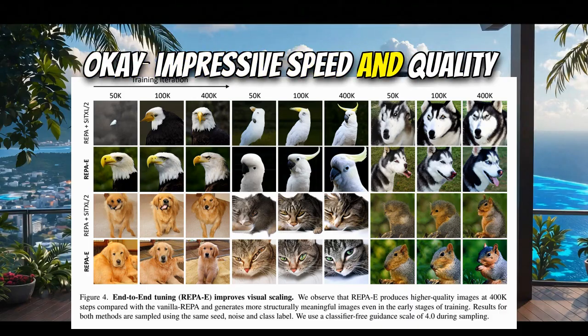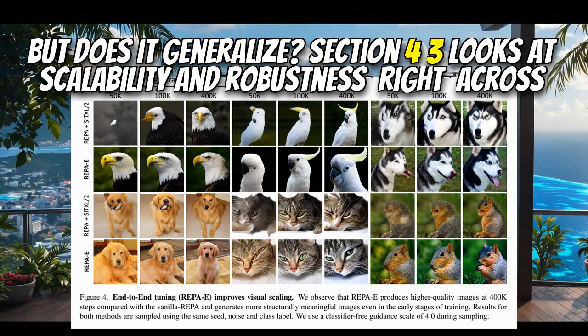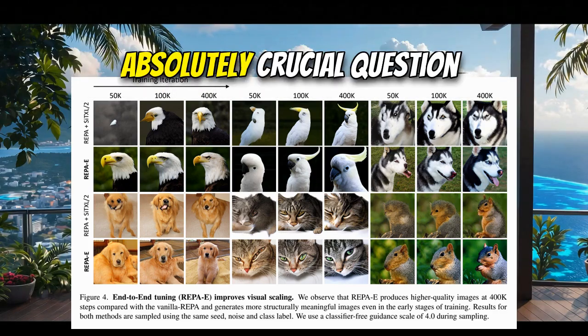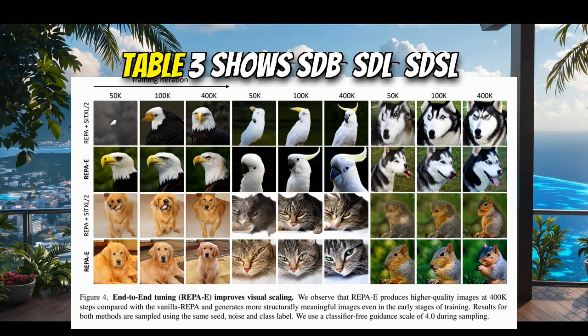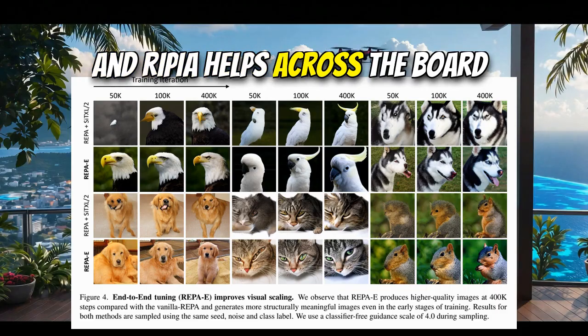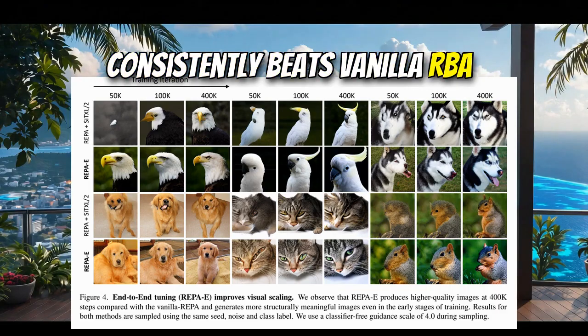Okay, impressive speed and quality, but does it generalize? Section 4.3 looks at scalability and robustness, right, across different models, different settings. Absolutely crucial question. First, model size. Table 3 shows SiT-B, SiT-L, SiT-XL. And REPA-E helps across the board. Consistently beats vanilla REPA.